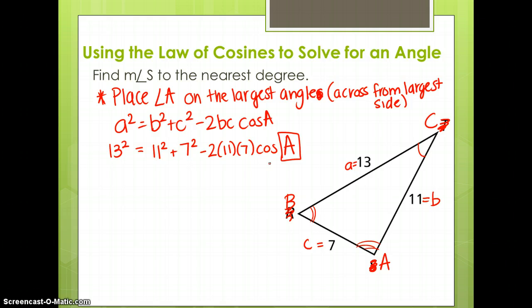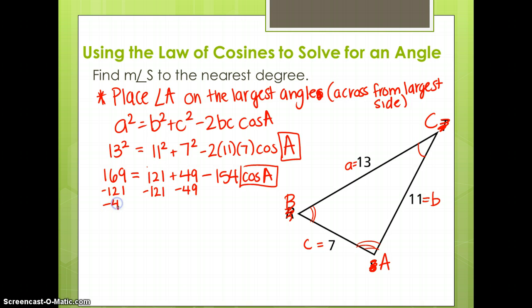So you want to think about this kind of like solving for any variable. Actually, let's go through and do these squared values first. That'll make things easier here. 13 squared is 169, 11 squared is 121, 7 squared is 49, and 2 times 11 times 7 is 154 cosine A. We want to view this cosine A as one piece. This is the last thing we want to deal with. So how do we solve this equation from here? Well, we've got to subtract 121 and 49 from both sides, which on the left side leaves us with -1. And on the right side, these cancel out, and all we're left with is -154 cosine of A.